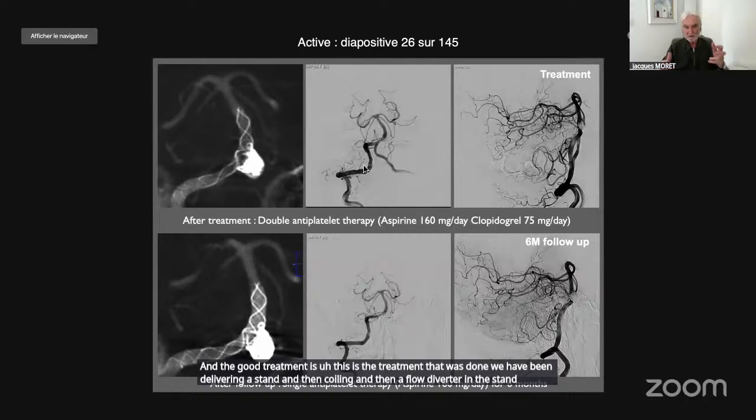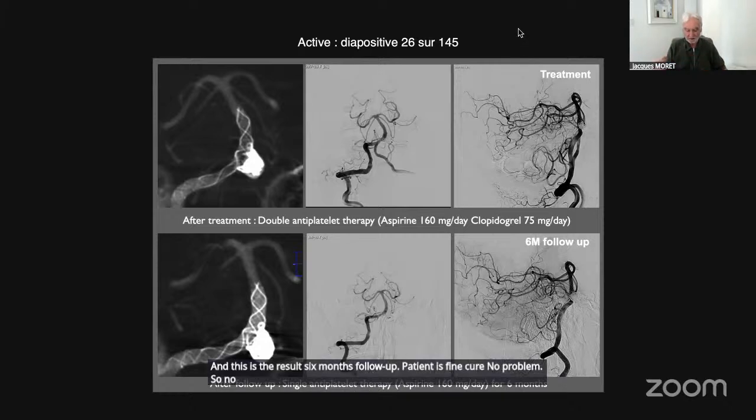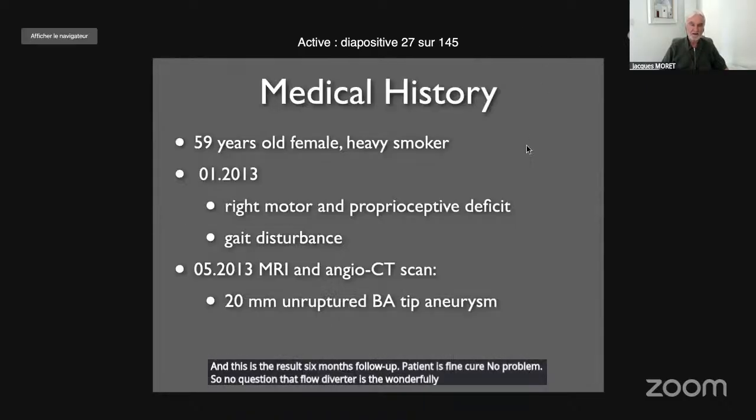You can argue that it's not necessary to put a scaffolding stent and a flow diverter, but this is the decision that was taken. And this is the result, 6 months follow-up. Patient is fine, cured, no problem. So no question that flow diverter is a wonderful way to deal with those aneurysms. It's not always the case, and you will see.